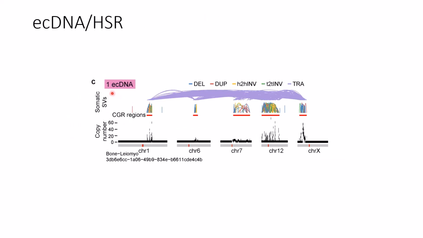Signature 1, we believe, is associated with extrachromosomal DNA, which is a small circular form of DNA molecule that is usually highly amplified in cancer. This one is an example of a leiomyosarcoma genome where you can see a lot of small fragments are highly amplified into dozens of copies.